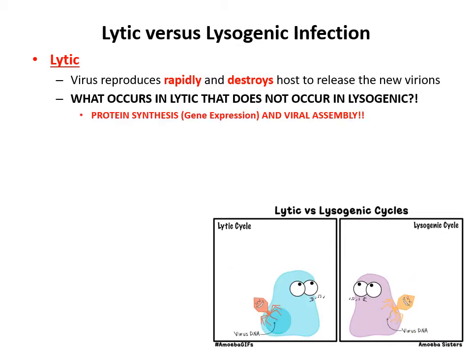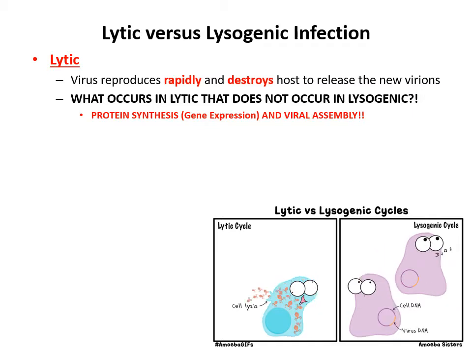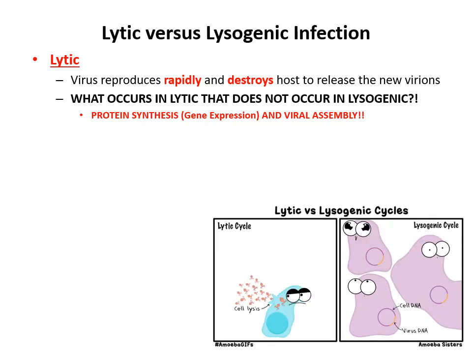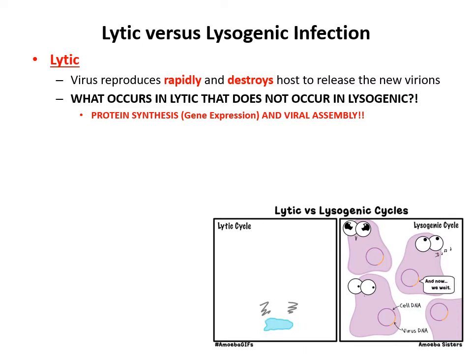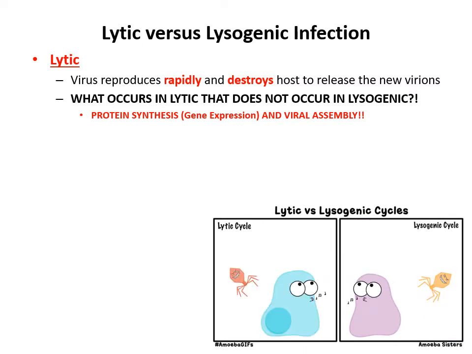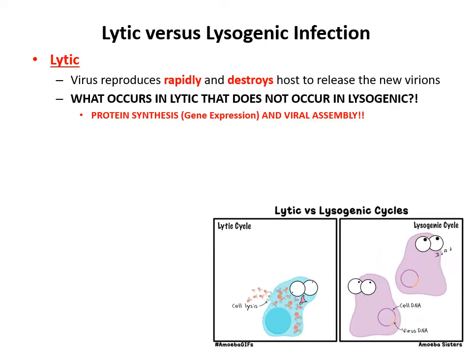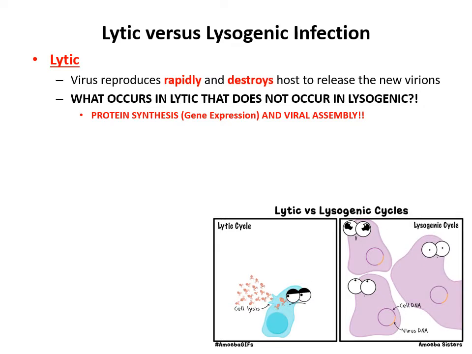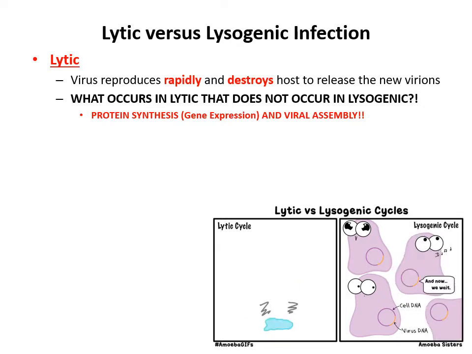For lytic, I want you to remember the reason the host cell is bursting is because not only do you have the virus getting that host cell to replicate the viral genome, but it's also expressing that genome. So it's expressing the genes of the virus, making the proteins of the virus, and assembling new viruses. That's different because that's a nice active infection.